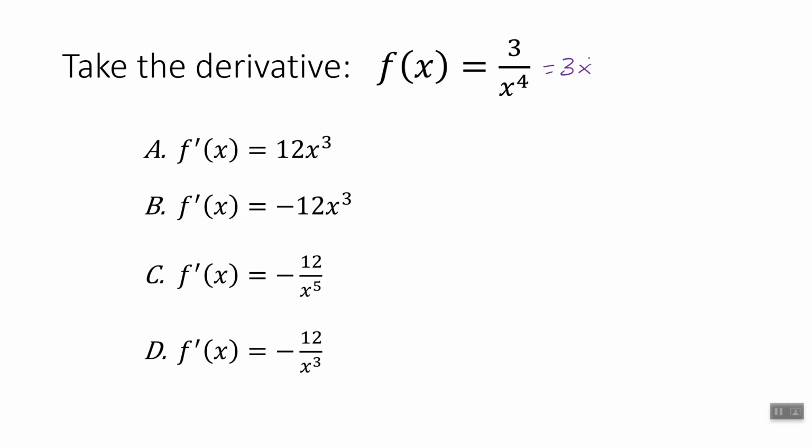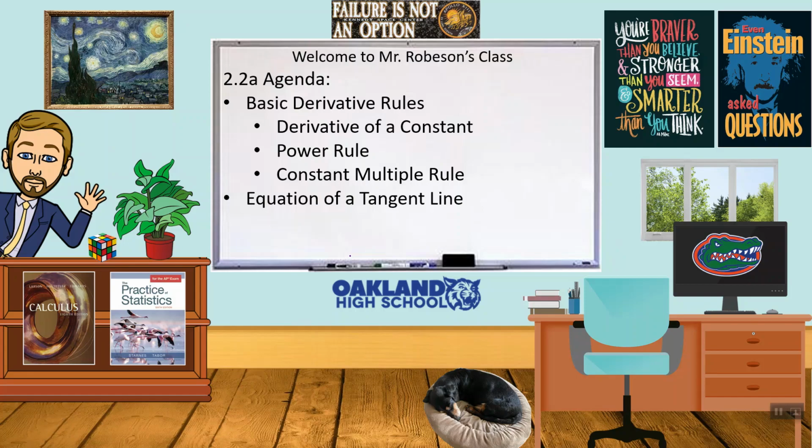So this is 3x to the negative 4. So we bring down the negative 4 when we take the derivative. So we get 3 times negative 4, x to the 1 less power. So negative 4 minus 1 is negative 5. 3 times negative 4 is negative 12. X to the negative 5th. I don't see that here. So let's see, we got negative 12 over x to the 5th. Hey, I see that. That's right there. So there's our answer. And that's it.